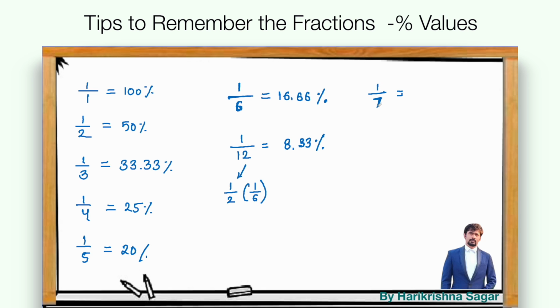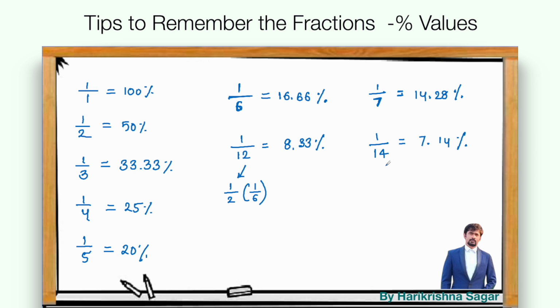So look at the denominator. Denominator is 7. 7 2s are 14, 7 4s are 28. So 1 by 7 is 14.28 percentage. Similarly, 1 by 14 will be half of this. That means half of 14 is 7, half of 28 is 14. So 1 by 14 is 7.14 percentage.